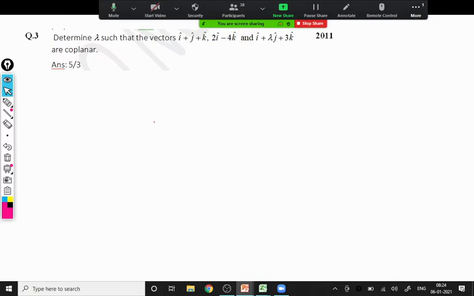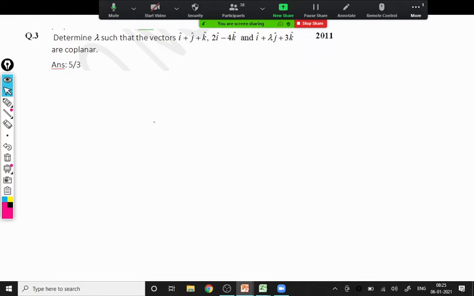So here is the second question. Even though question number 3 is written, that's the second question that we have. Determine lambda so that these three vectors are coplanar. What should be the condition? Sir, the scalar triple box product should be equal to 0. Correct.